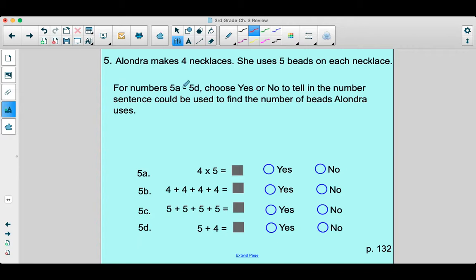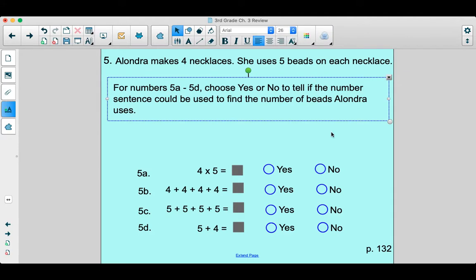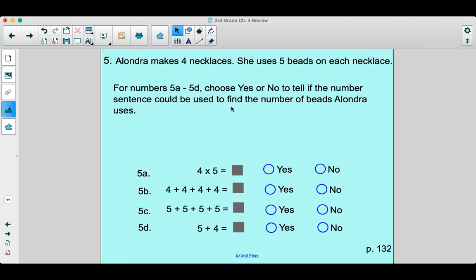For numbers 5A through 5D, choose yes or no to tell if the number sentence could be used to find the number of beads Alondra uses. Okay, so let's go back and make sure. 4 necklaces, 5 beads on each necklace. So 4 necklaces, 5 on each. That would be the same as 4 groups of 5, right?